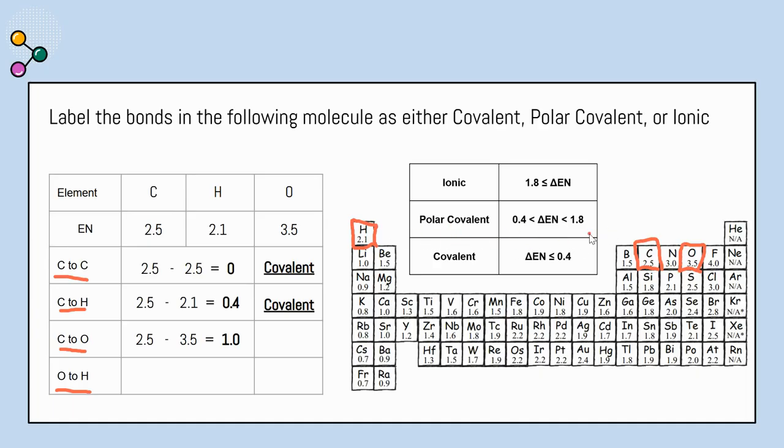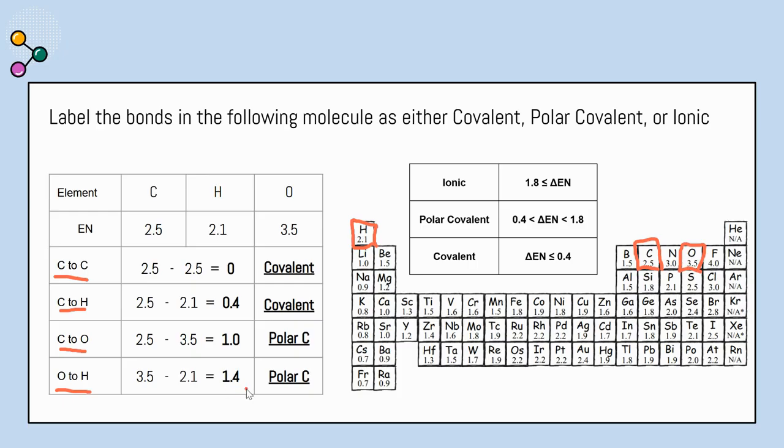So this is an unequal sharing. I've abbreviated here as polar C. Essentially, oxygen is pulling the electrons away from carbon, but not enough to change what kind of bond it is. It's still covalent, it's just polar. The electrons are closer to the oxygen. And finally, we have oxygen to hydrogen. 3.5 for oxygen minus 2.1 for hydrogen gives us 1.4, so it's a little more polar than our carbon to oxygen, but it still falls in that polar covalent range. It's not enough of a difference to become ionic.